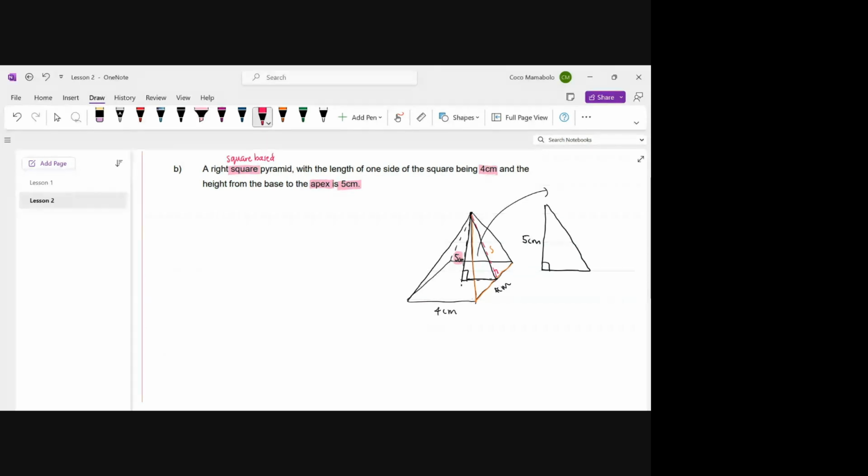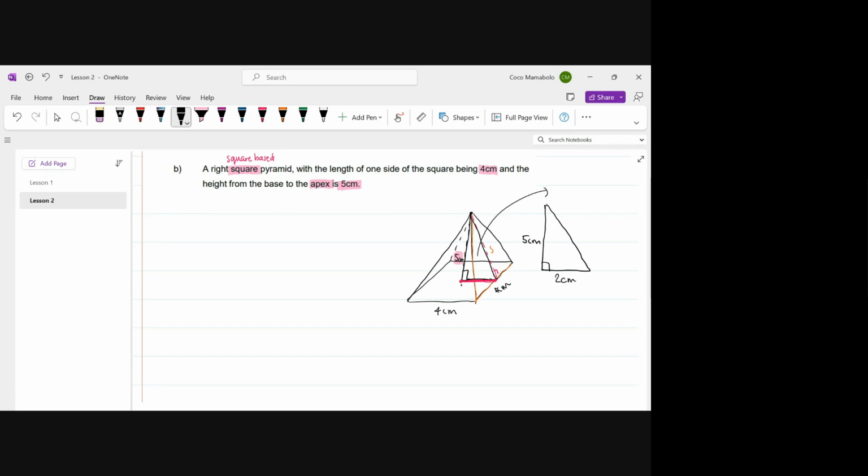What is the distance from there to there, grade 10s? What is this distance over there? How much is that distance? It's 2 centimeters. We're all good with that because it cuts the shape right down the middle. Right, exactly. So I know that this side over here is 2 centimeters. Will I then be able to calculate the slant height? Yes, I will. I'm just going to use Python.